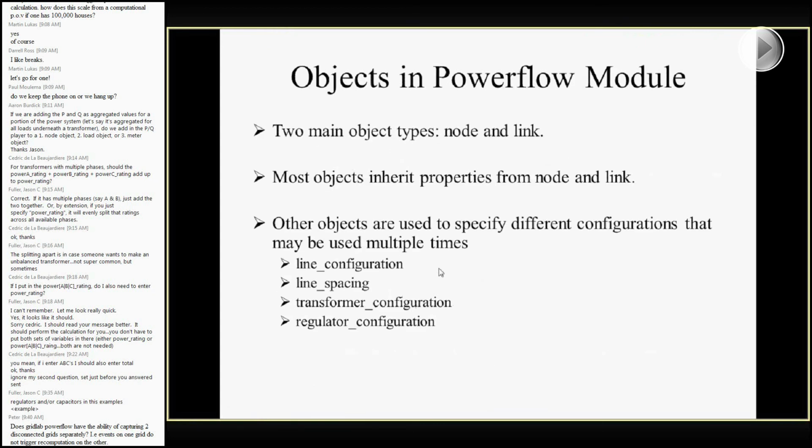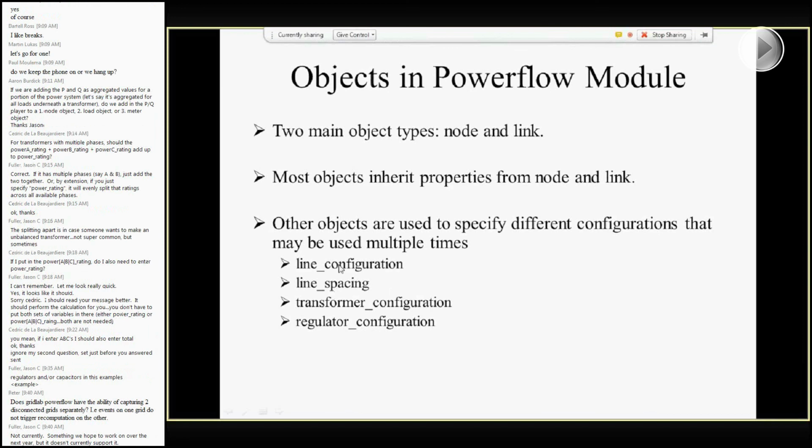So objects in the PowerFlow, we've kind of beat on this several times, but it basically breaks down into a node and a link object is what everything is composed of inside PowerFlow, with the exception of what we call library objects. And that's things like the line configuration, line spacing, transformer configuration, and regulator configuration. These are more kind of informational definition type objects where they're not changing with time, they're not directly involved in the Powerflow solver itself, they're just kind of specifying information about the particular object.